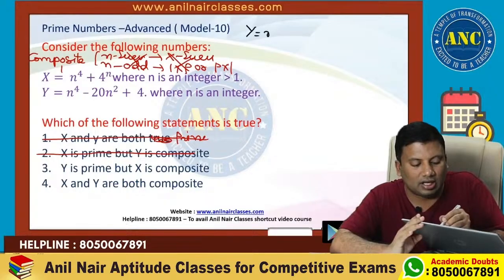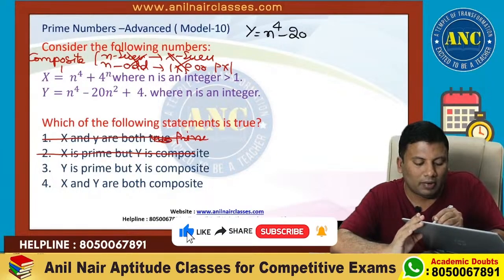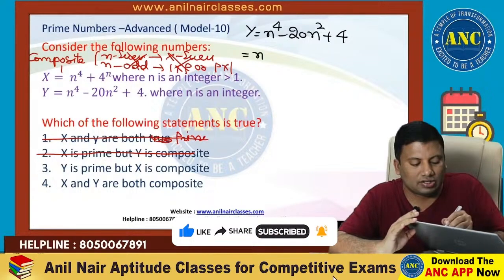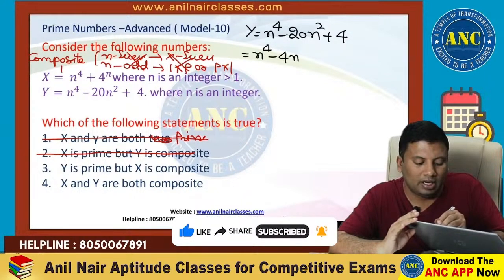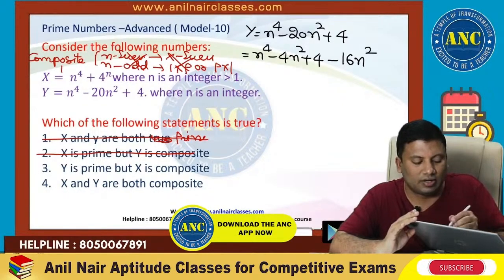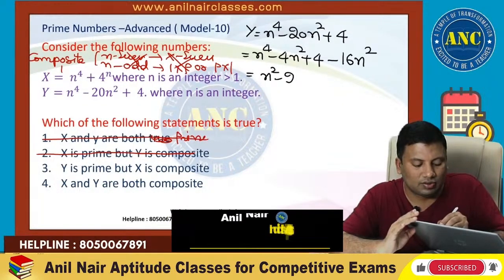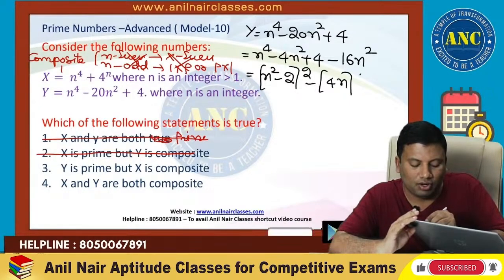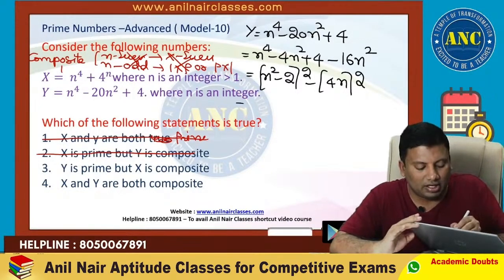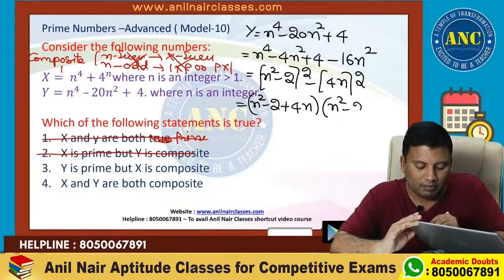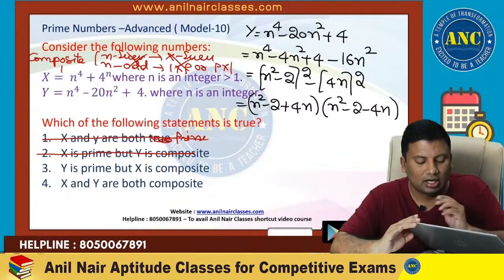Y is nothing but n power 4 minus 20 n square plus 4. This can be written as n power 4 minus 4n square plus 4 minus 16 n square. This is nothing but n square minus 2 whole square, and 16n square is 4n whole square. A square minus b square is a plus b into a minus b. N square minus 2 minus 4n. Are you all with me?